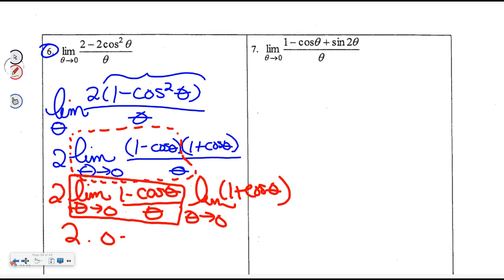1 plus cosine theta would be what? 2. Yep. So my answer is 0. All right. I've got 2 more.